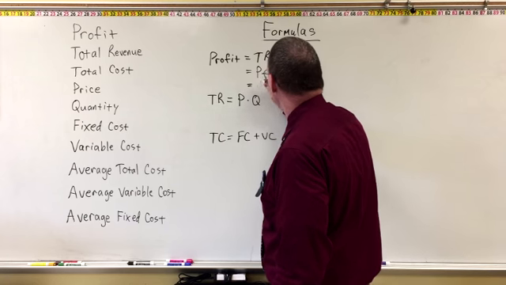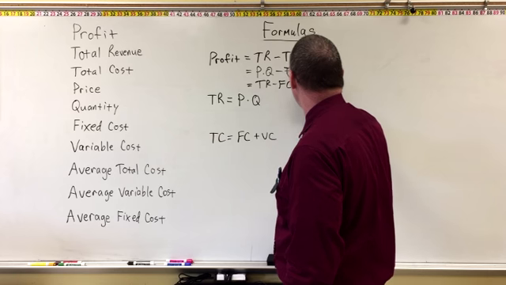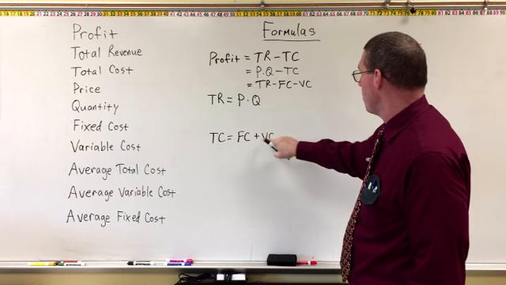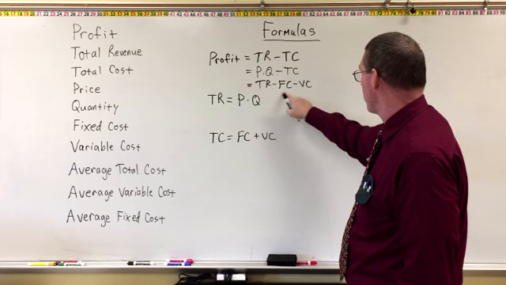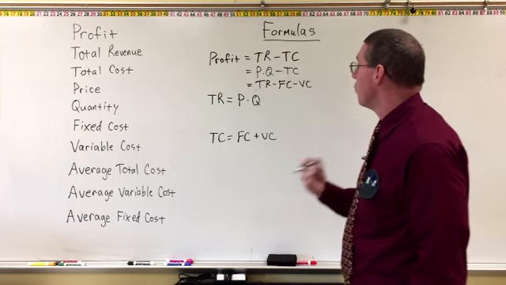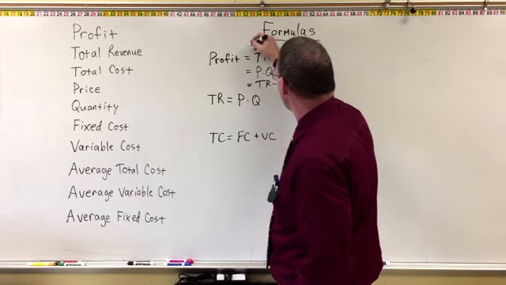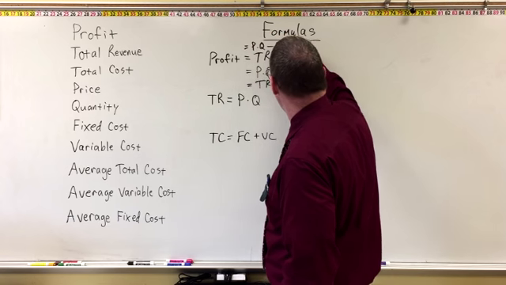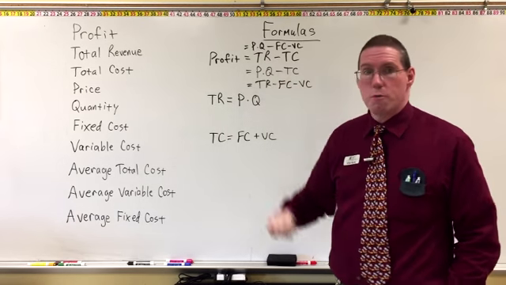We could also say that profit is equal to total revenue minus fixed cost minus variable cost, because we distribute the negative here. Total cost is fixed cost plus variable cost, and then if we distribute the negative, it becomes minus fixed cost minus variable cost. So profit is also equal to total revenue minus fixed cost minus variable cost. And if you really want to push it further, we could combine both of these formulas and say that profit is equal to price times quantity minus fixed cost minus variable cost. So these are 4 different ways that you could represent profit.